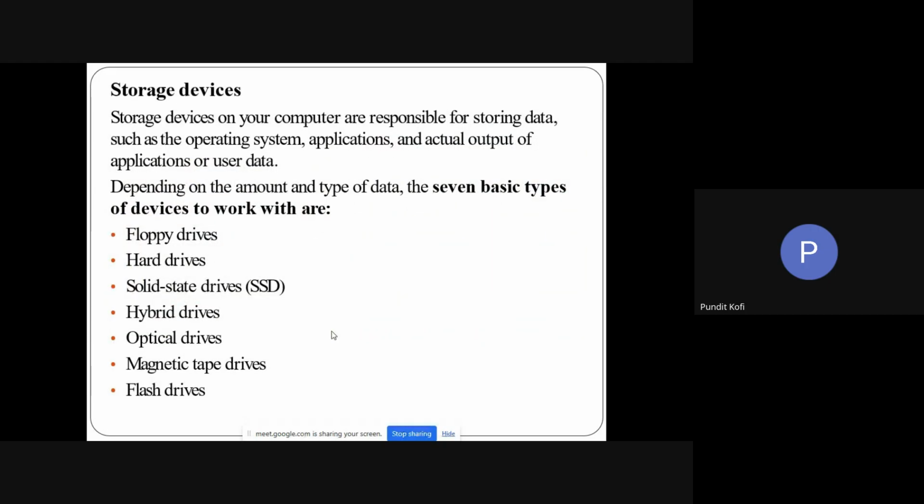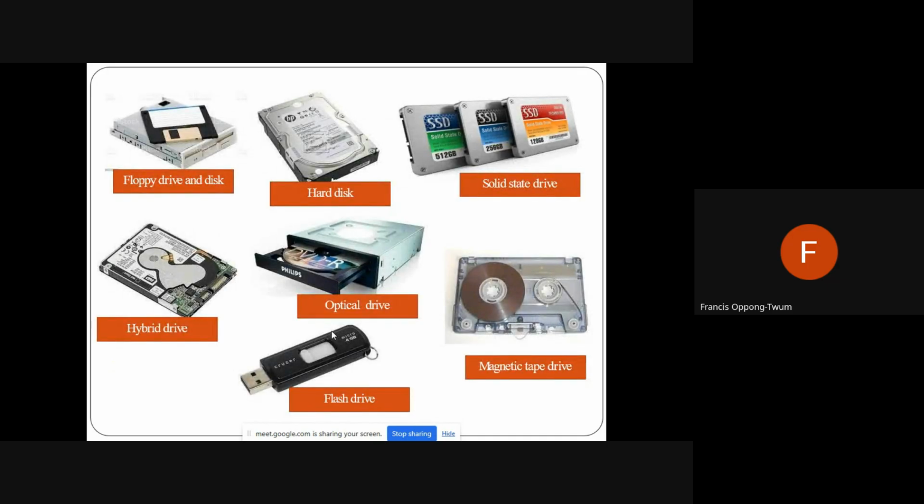Okay, then we are looking at another component that we were also able to identify, the storage devices. If you look at the computer, basically we have seven basic types of device that we can identify. We identify the floppy drive, the hard drive, the solid state drive, the hybrid drive, the optical drive, the magnetic tape drives, and the flash drive at some point. If you have not seen some before, let's look at the picture.